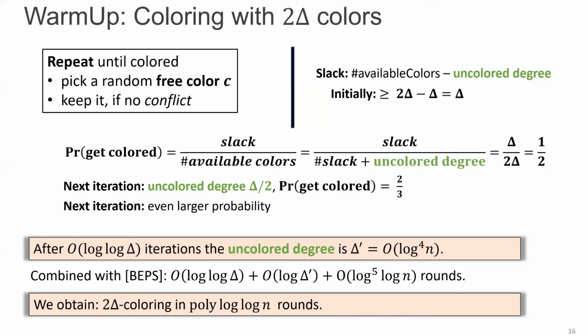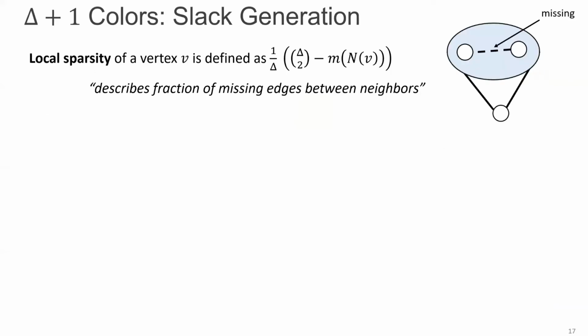And we want to mimic this whole idea of this slide also for the setting where we color with delta plus 1 colors. And for that, we also want to have a similar notion of slack and somewhere get slack. And for that, we need a seemingly technical definition, but the details of this definition are not so important. The definition is the local sparsity of the vertex. It basically just describes how many edges, or which fraction of edges, are missing between neighbors of a fixed node.